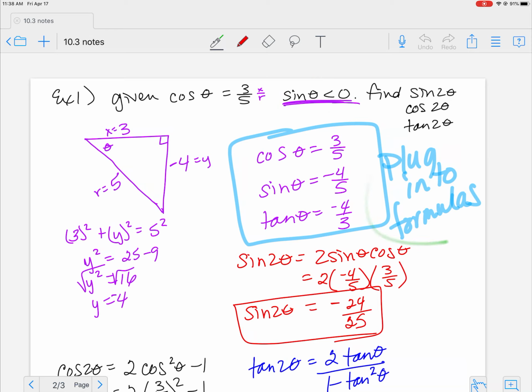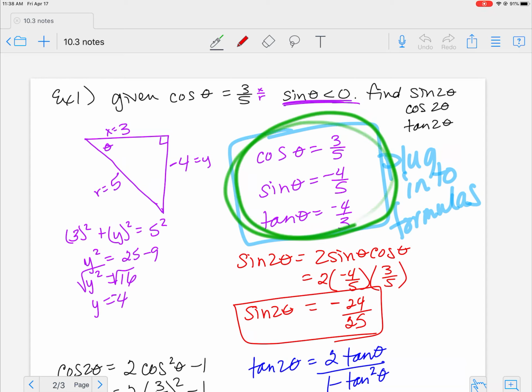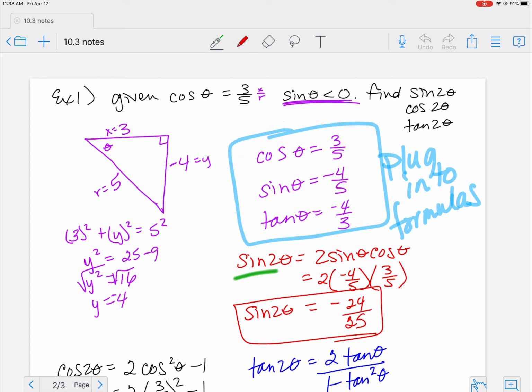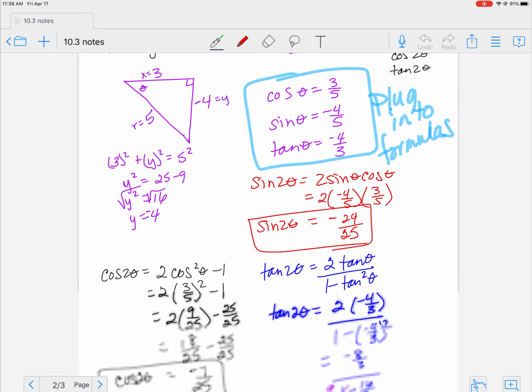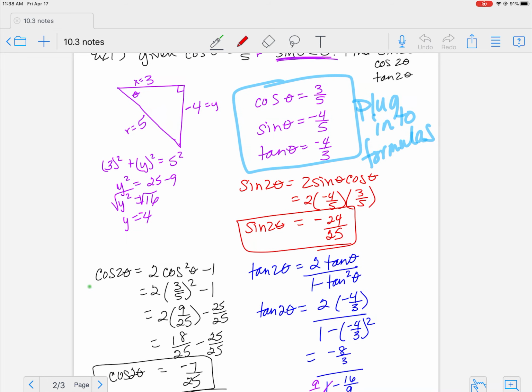And then you literally just plug it into the formulas. That's it. So if I'm looking at this, I know that cosine here is x over r. Sine is y over r. And tangent is y over x, negative 4 over 3. Take this right triangle trigonometry information, and then here I get sine. That's 2 sine cosine, so you literally just plug in the sine and the cosine, multiply that out, and you call it good. That's it. So you have formulas. Now with your formulas, go with it.